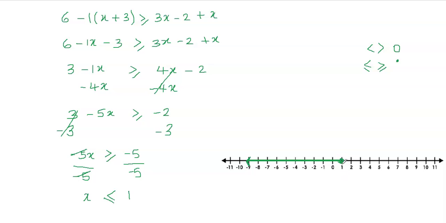This closed circle indicates that 1 is also my solution. 1 is a part of my solution. It includes 1. My solution includes 1. If I make an open circle on it, that's going to indicate that 1 will not be a part of my solution. So that's why whenever you have the less than or equal sign or greater than or equal sign, you have to make the closed circle, which indicates the meaning of this equal sign, because equal sign tells us that the boundary value is included in the solution. So these are the few things which you need to keep in mind.